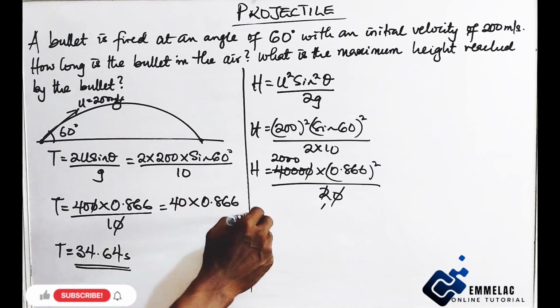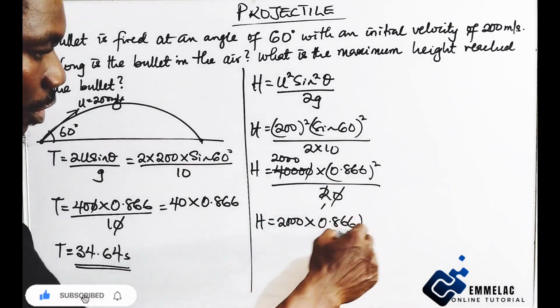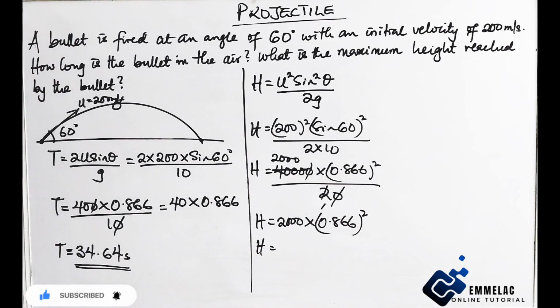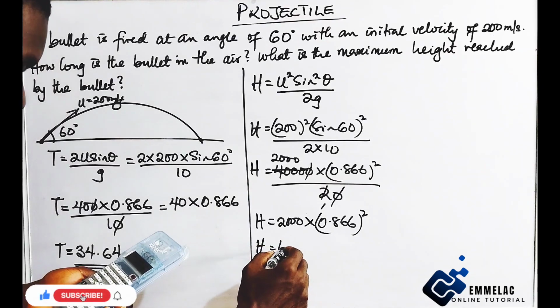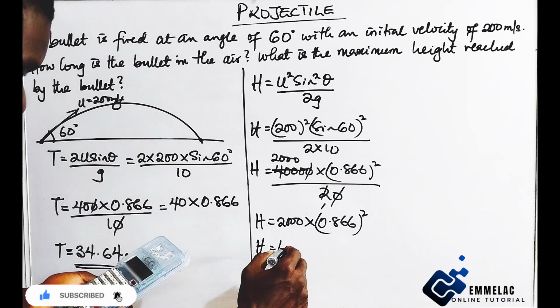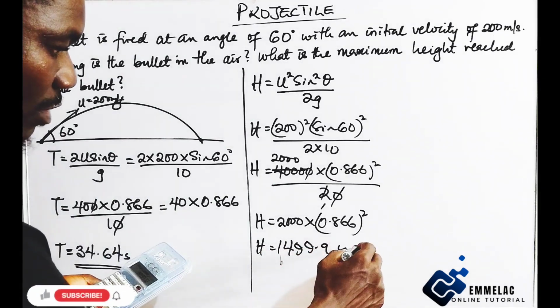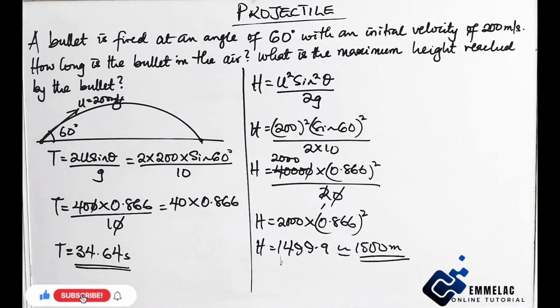Okay, now punching our calculator for 2000 times 0.866 all squared should give us... let me punch the calculator. So here we have 1499.9, so it is approximately 1500 meters. Alright, so that's the answer for the maximum height. This is the final answer to the questions.